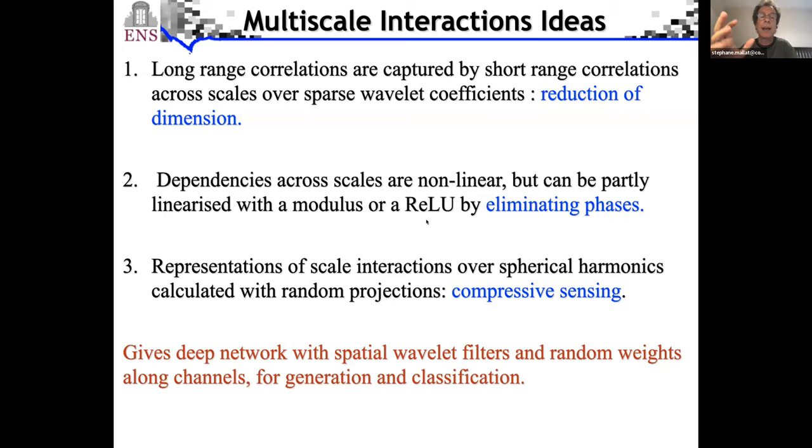point is that in order to build your whole model, you need to represent these scale interactions and approximate them. And what we're going to see, that's where random projection plays an important role. We're going to see that these random projections do exist in the learned neural networks, and it corresponds to the composition of spherical harmonics. That will be a more compressive sensing point of view. So what I'm going to show is that these ideas lead very naturally to deep networks, and I will illustrate it both for generation problems and for classification problems.